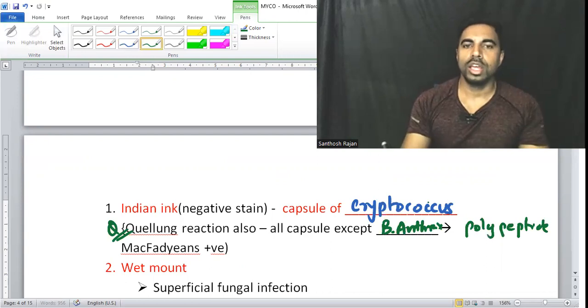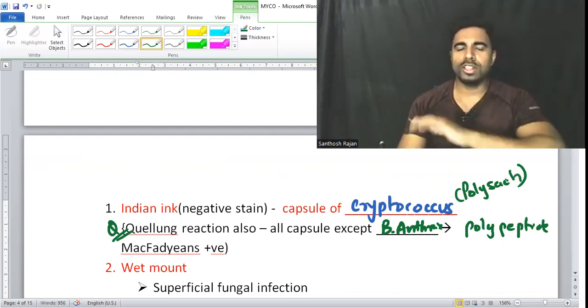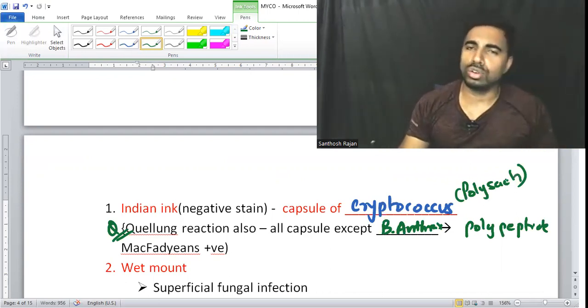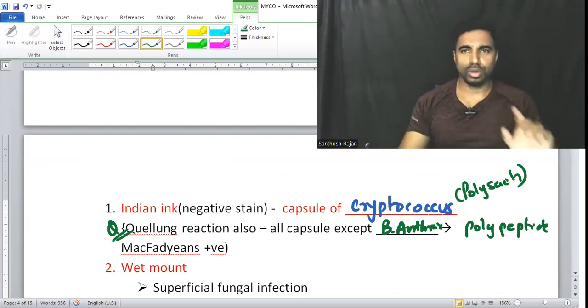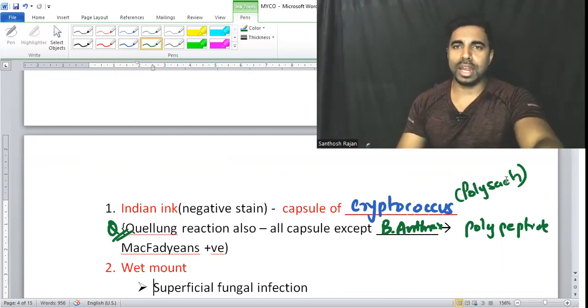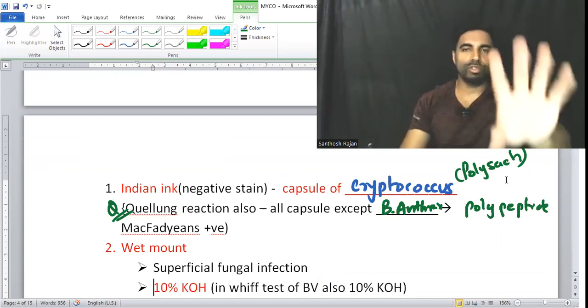McFadyean's reaction comes positive. In Cryptococcus, and everywhere else, the capsule is polysaccharide: Cryptococcus, Streptococcus pneumoniae, H. influenzae, all the capsules are polysaccharide. So, the capsule stain will come positive. Here Bacillus anthracis is the exception, with a polypeptide capsule. Okay, if you forgot also.